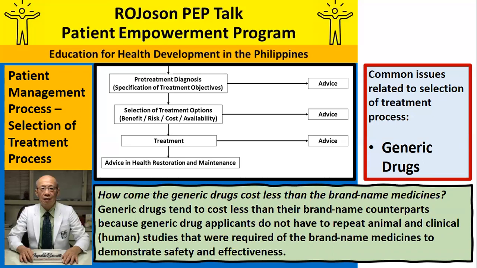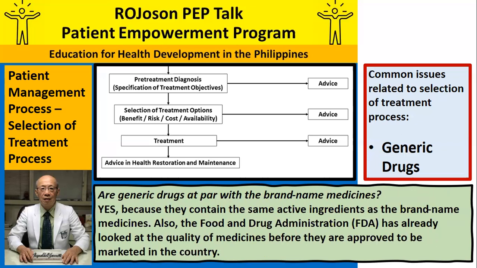Generic drugs tend to cost less than their brand name counterparts because generic drug applicants do not have to repeat the animal and clinical human studies that will be required of the brand name medicines to demonstrate safety and effectiveness. So that is why generic drugs cost less than the brand name medicine.